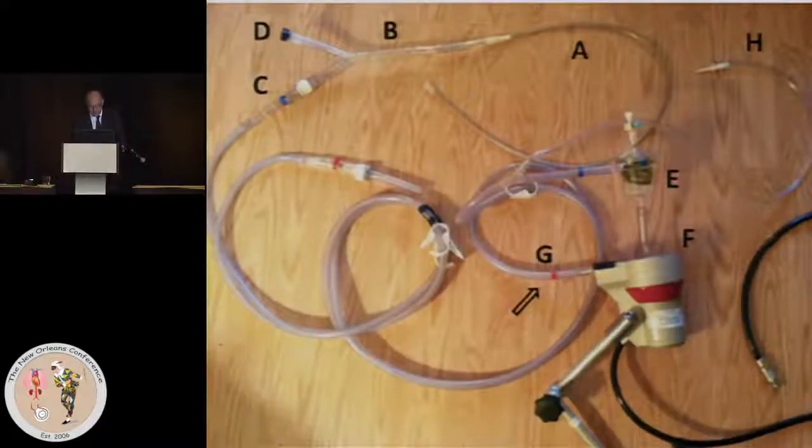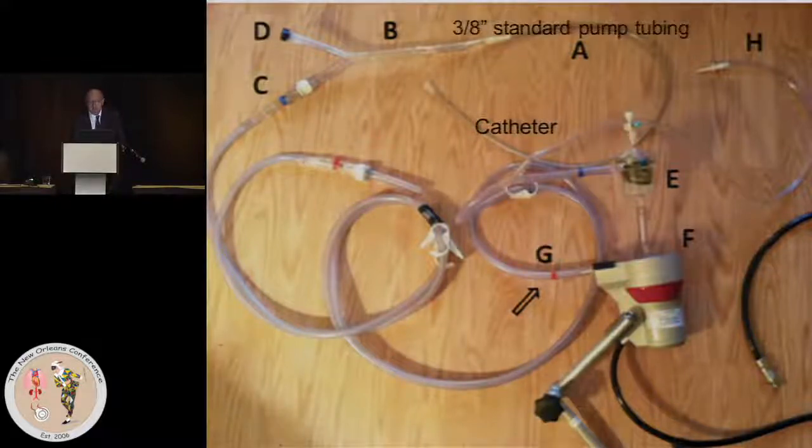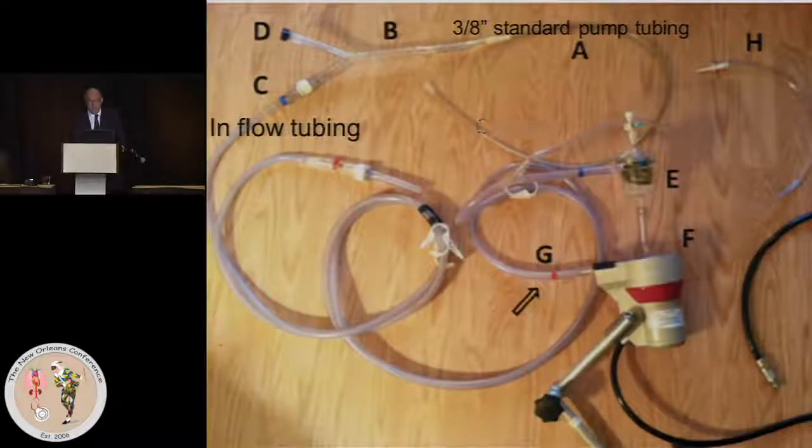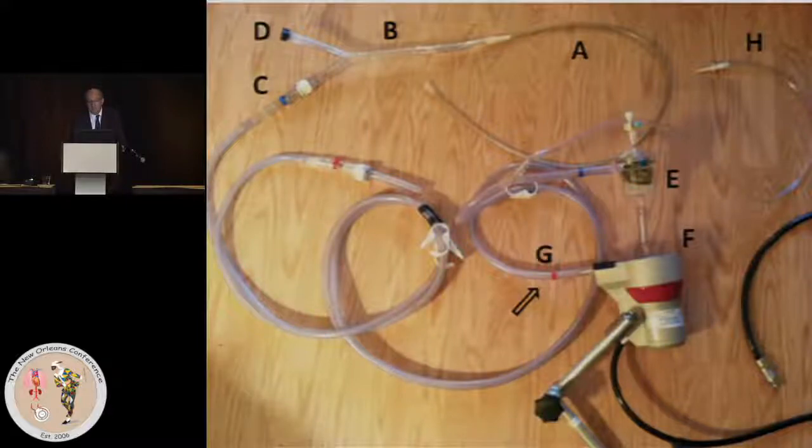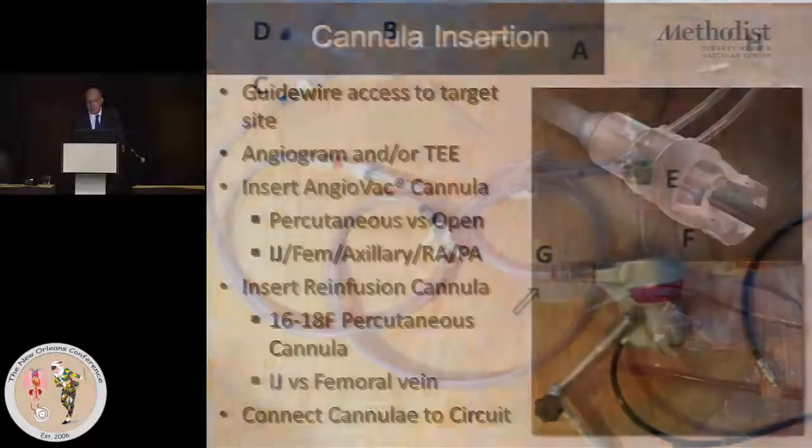That's what the circuit looks like. You've got a catheter, you've got 3/8-inch standard pump tubing, inflow tubing, a TUI guide wire and port, which is the latest iteration of it, a Y connector up there, a filter that's built into it, and a rotoflow pump with return tubing that sends the blood back into the patient.